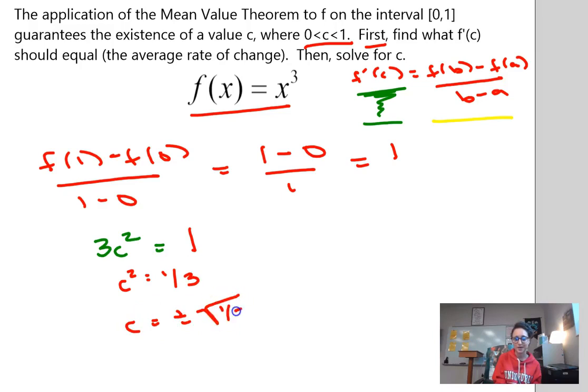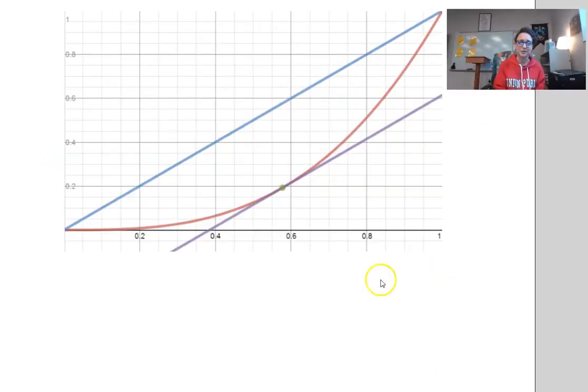Don't forget your plus or minus. And then we see, do I want both? Do I want neither? Do I want one? Well, let's take a look. Our interval was from 0 to 1, so only the positive branch will work here. So that is what our c value should be. That's our final answer. So I'm going to show you graphically what's going on here.